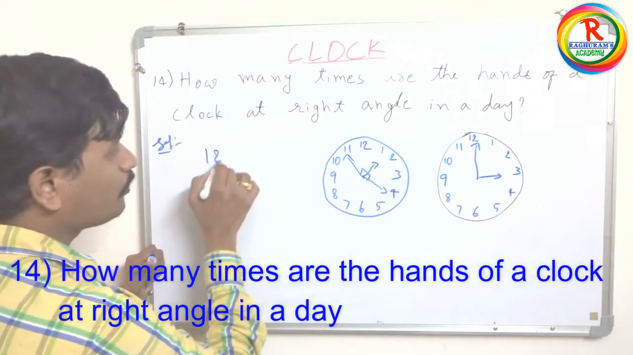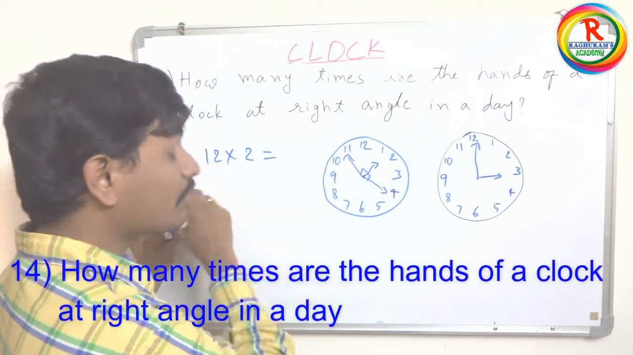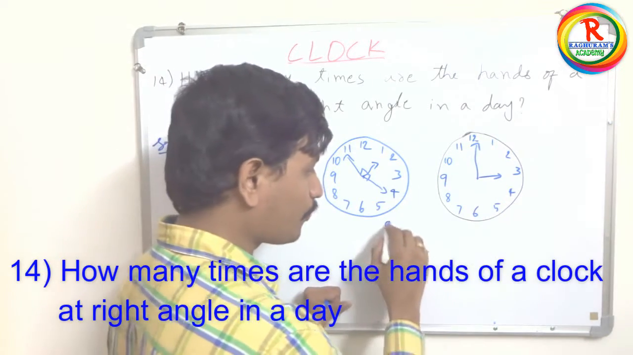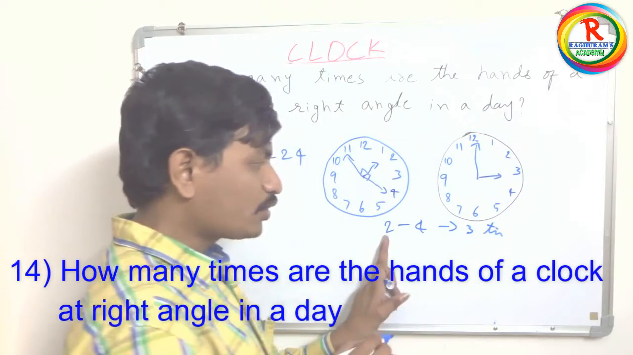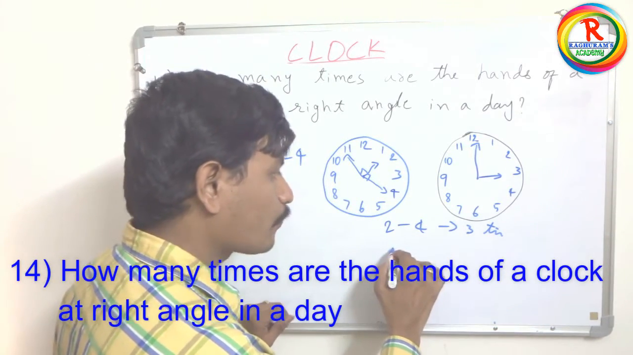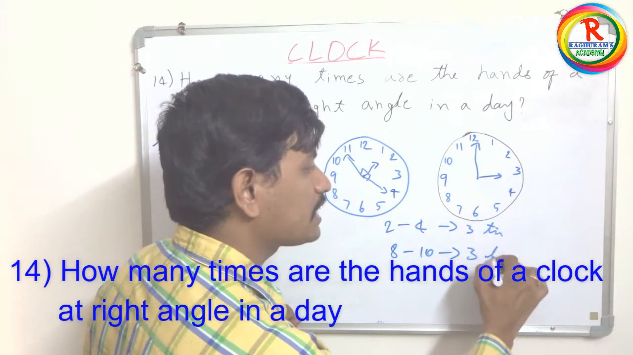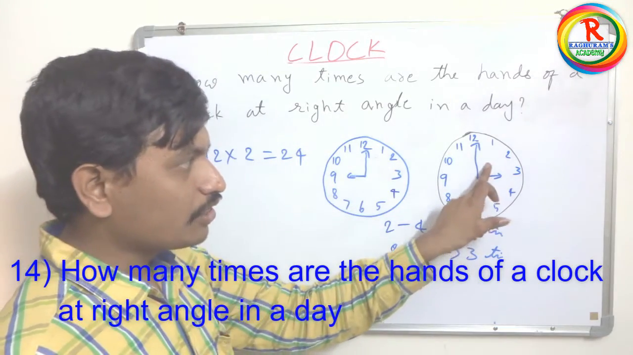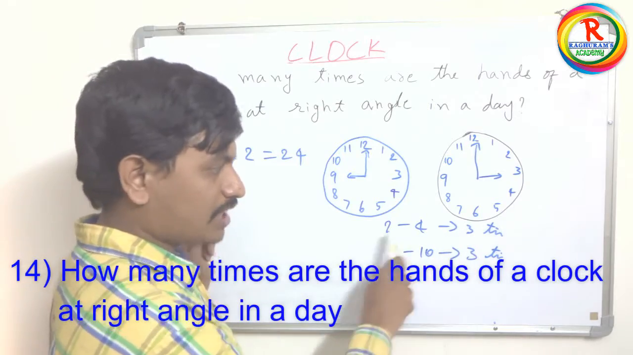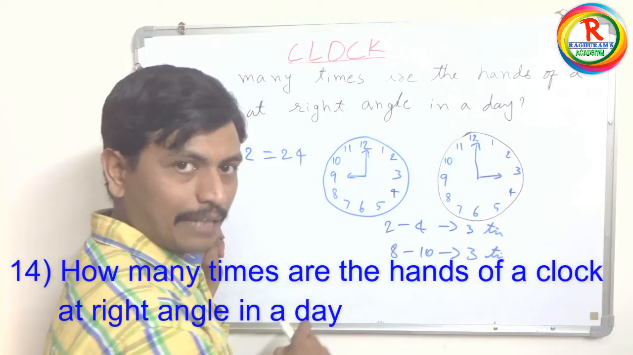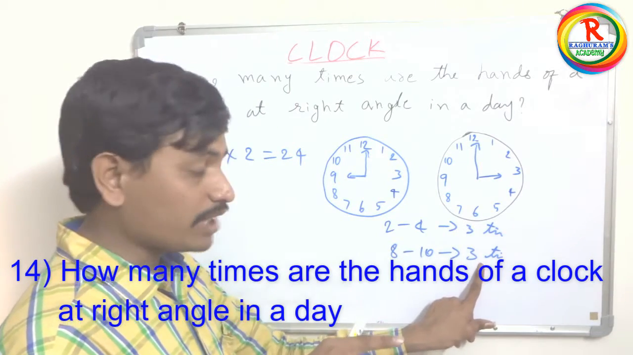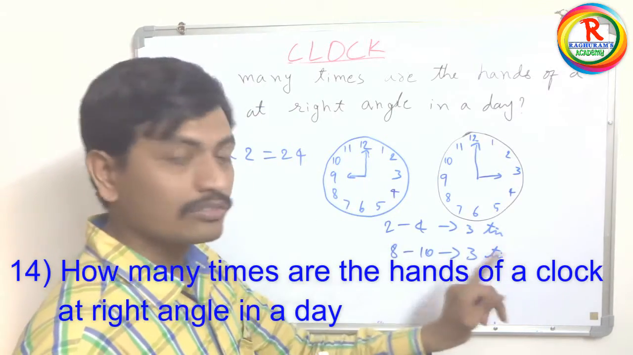So in 12 hours time we may think that in 1 hour 2 times, in 12 hours 24 times. But from 2 to 4, only 3 times. 2 to 3 one time, 3 to 4 one time, but in the middle, at 3 o'clock, it will be a right angle only one time. And from 8 o'clock to 10 o'clock, 3 times. At 9 o'clock, it is 90 degrees, 3 o'clock 90 degrees and 9 o'clock 90 degrees. This is the hour hand, this is the minute hand. In 2 hours time it must be 4 times, but here 3 times. As well as 8 to 10 o'clock, it must be 4 times, but 8 to 9 one time, 9 to 10 one time, and at 9 o'clock one time, only 3 times.